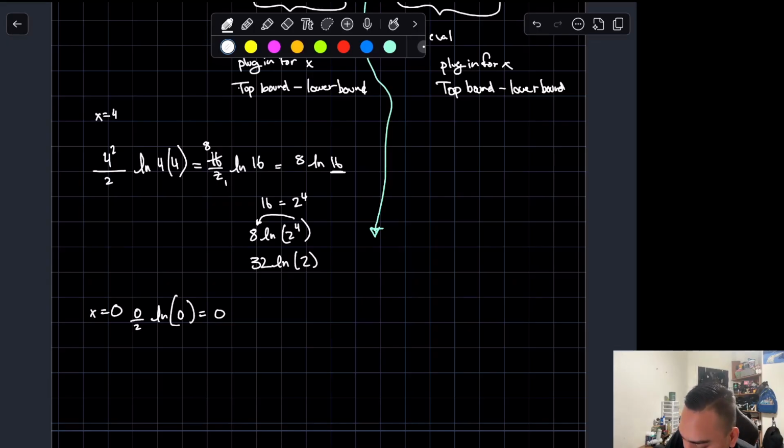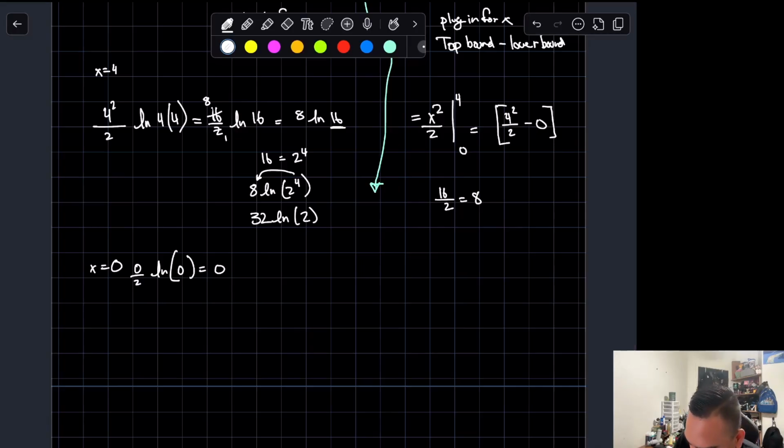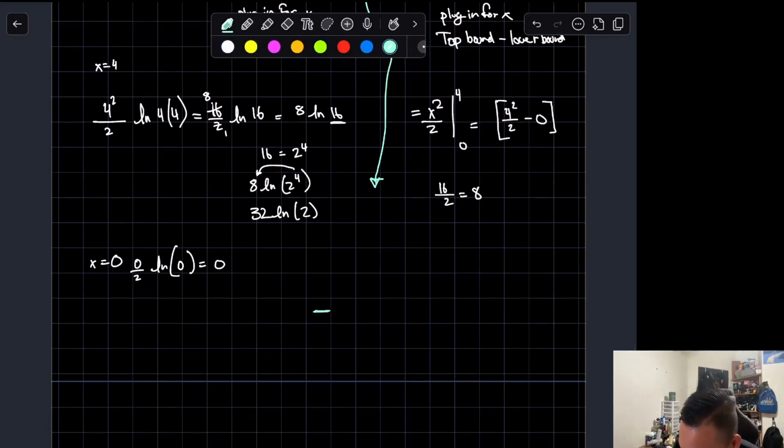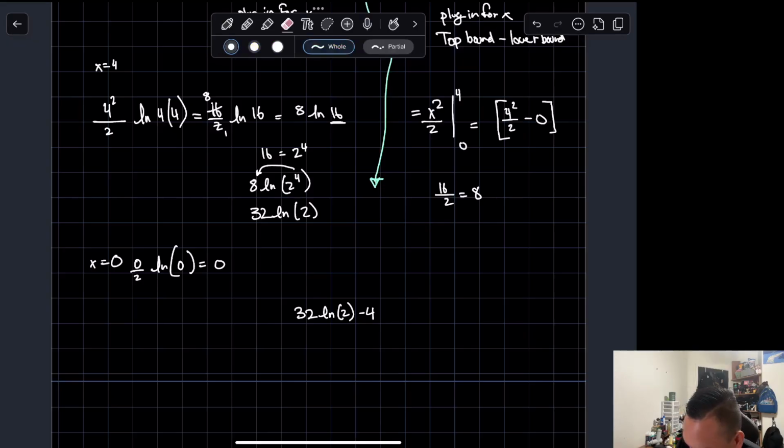Now let's do the other side. x squared over 2, if we plug in the top bound, right? We know the bottom bound, if we put a 0 in there, it's just going to be 0. The top bound, if we do 4 squared over 2, it's just going to be 16 over 2, which is equal to 8. So we keep our negative signs, keep this minus. So we get 32 ln 2 minus 4. So we're going to keep our minus sign.